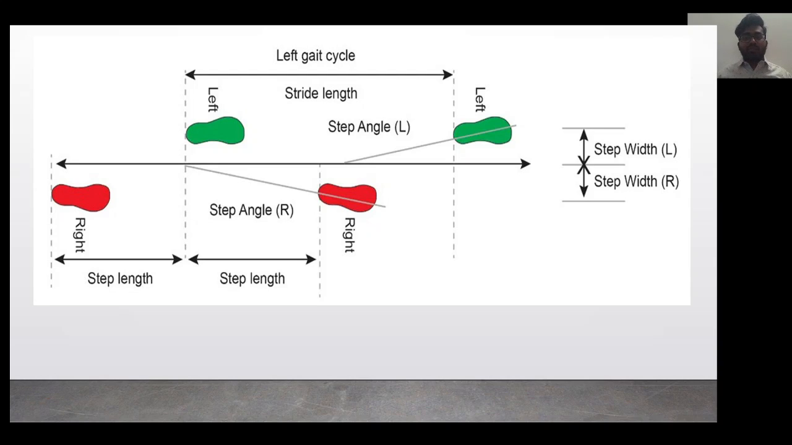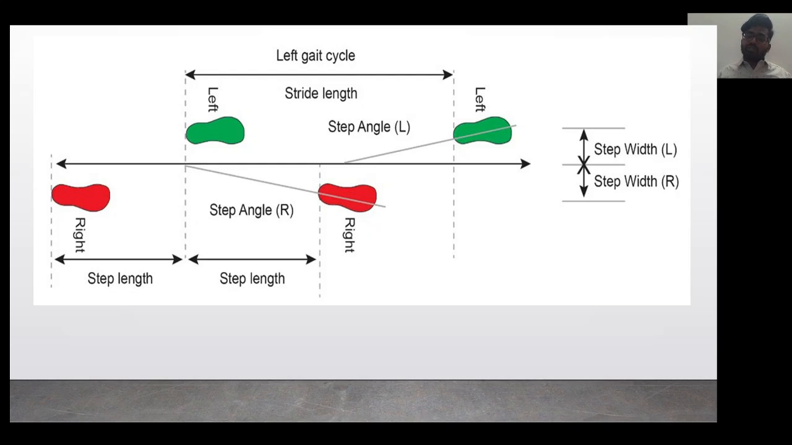Like I mentioned in the previous slide, step length is the length between the heel contact of one foot and the heel contact of the contralateral foot. In this picture, the step length is associated with the right foot heel contact and the left foot heel contact. That's what the entire step length is. When you look at stride length, above the line of progression, it starts with the left leg and ends again with the heel contact of the left leg. This is the entire stride length. It's also called an entire left gait cycle.